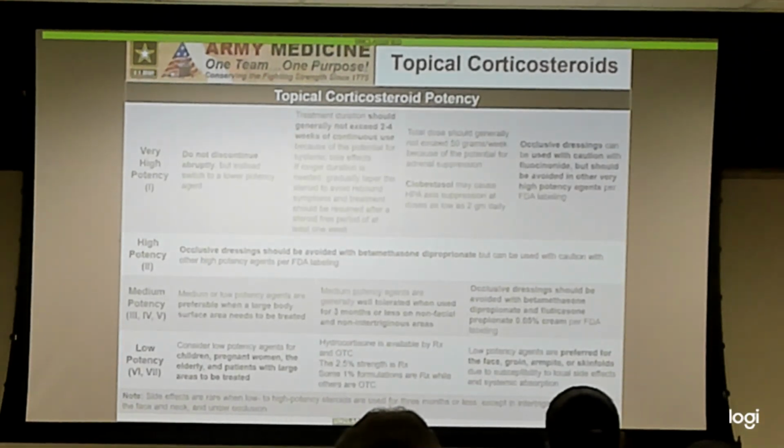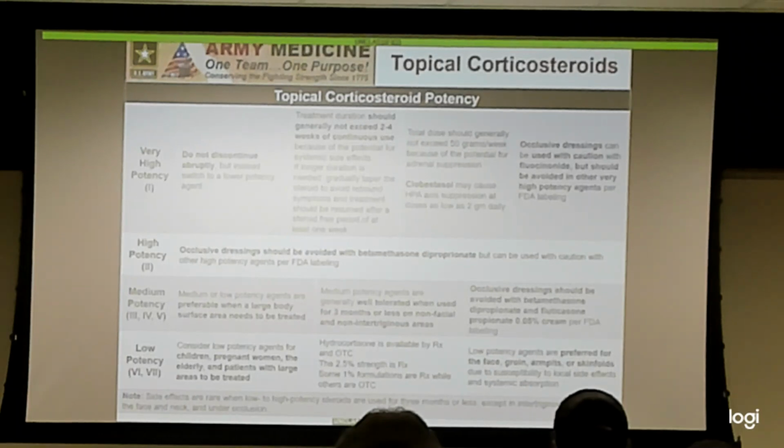So that's why we try to use our low potency when we're talking about those areas. If you see groin, armpits, the face, any of our skin folds, we're trying to use low potency in those areas. When we're talking about our large surface areas, it should be a medium or low potency medication.